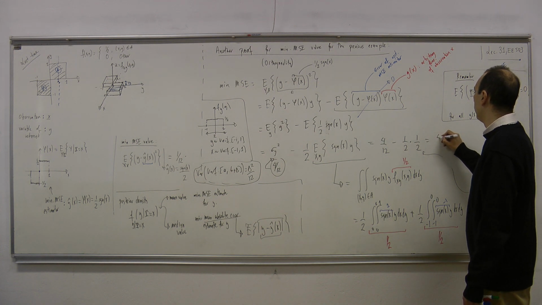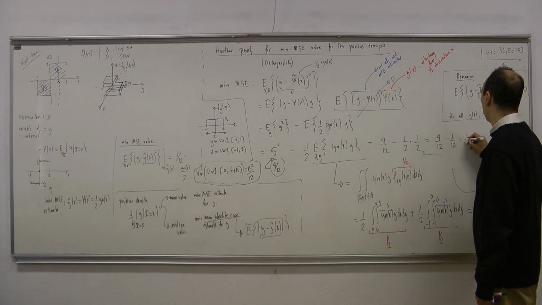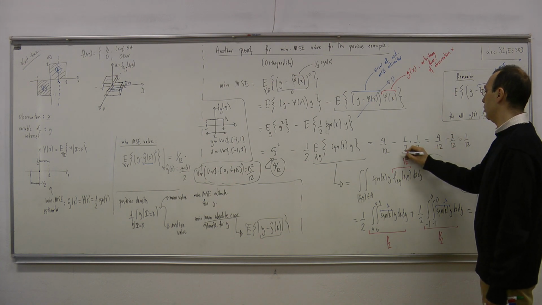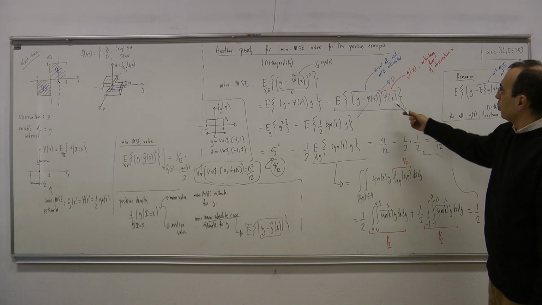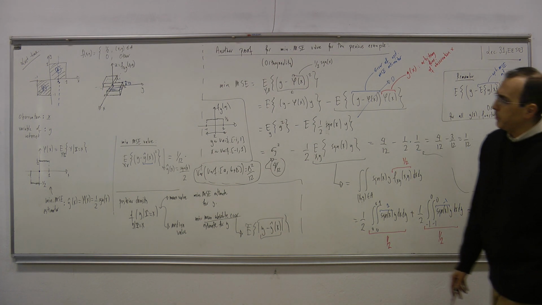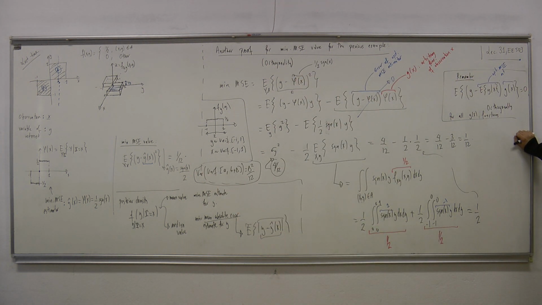So this is 4 over 12 minus 3 over 12. I have 1 over 12 one more time. 1 over 4 is 3 over 12. I have 1 over 12 again. So we make use of this orthogonality, as you see, and we end up with the same MSE value. So this orthogonality somehow simplified our life significantly.